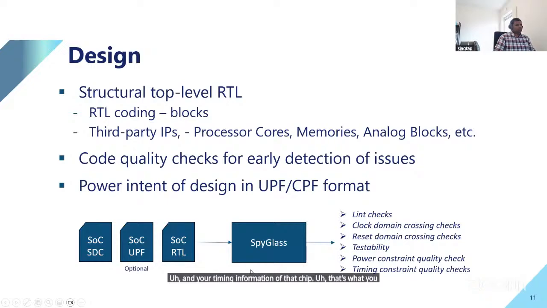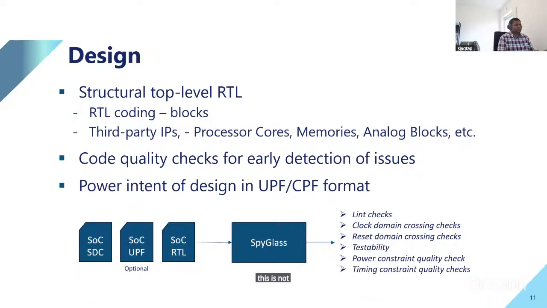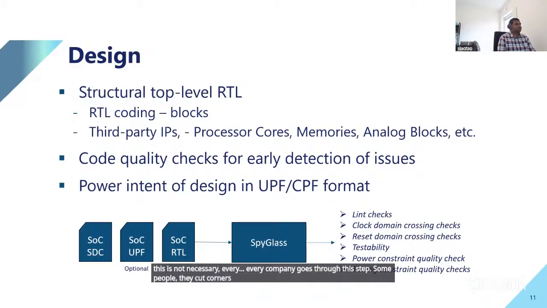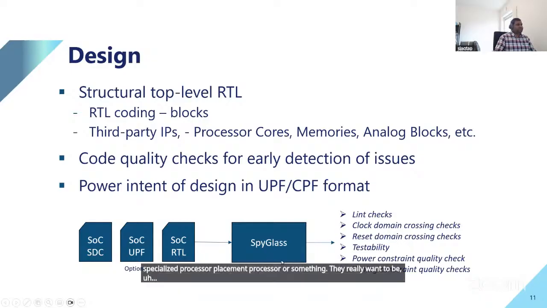And that goes to a tool called Spyglass, for example. Not every company goes through this step. Some people cut this corner if their RTL blocks are mature enough. If it is relatively new, or you are really working on some specialized processor, like a baseband processor, that they really want to be fine-tuned, then it goes to Spyglass.